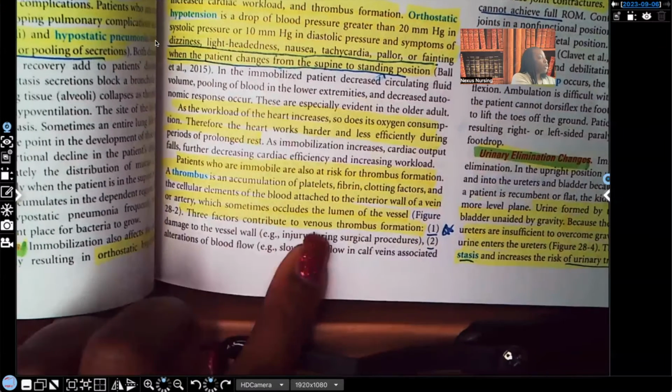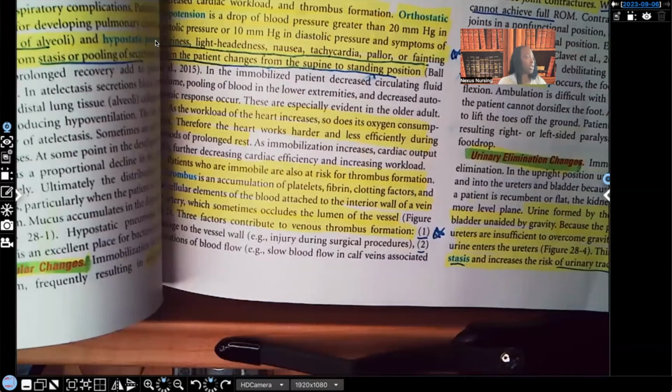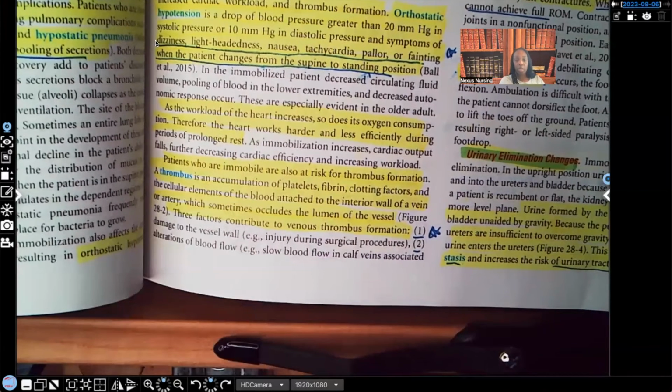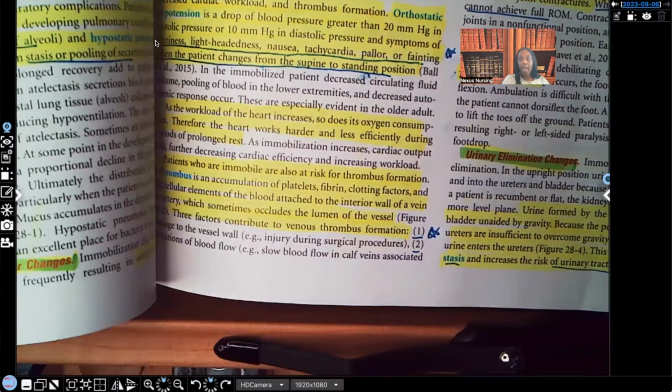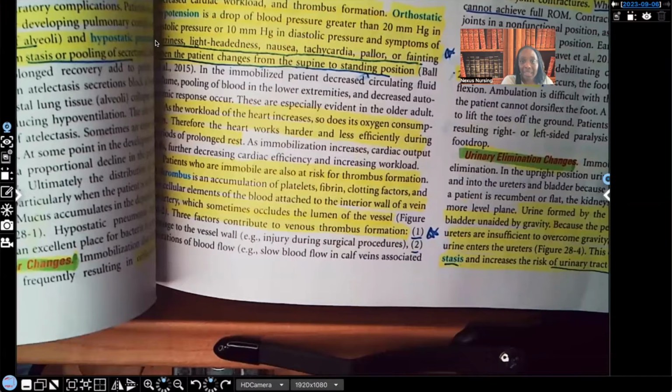Three factors contribute to venous thrombus formation, Professor D. Do I have to know these three factors? You absolutely do. Don't say I didn't warn you. Number 1, damage to the vessel wall, such as injury during surgical procedures. Because guess what? When there is damage, your body's going to try to survive no matter what. So those platelets, the clotting factors, fibrin, guess where they're going to go stick? And that clot is going to form right there, right? And then it gets larger and larger, and before you know it, there is occlusion for circulation.